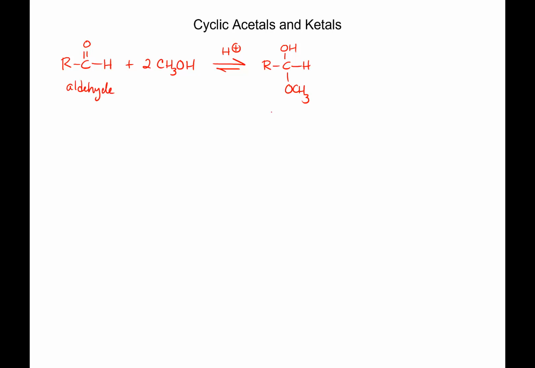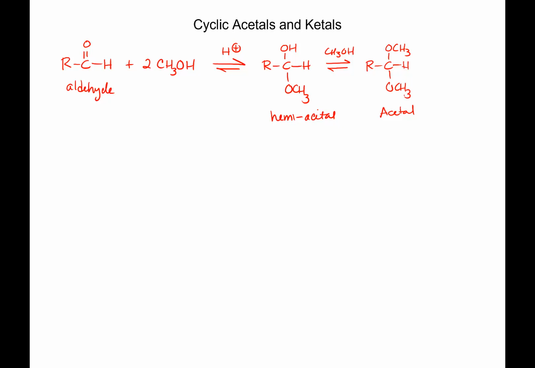So this is a hemiacetal. And then if we add the second equivalent of methanol to this, we're going to end up having two OCH3 groups attached to what was our carbonyl group, and so then we're going to make the full-blown acetal. So two equivalents will produce the acetal.